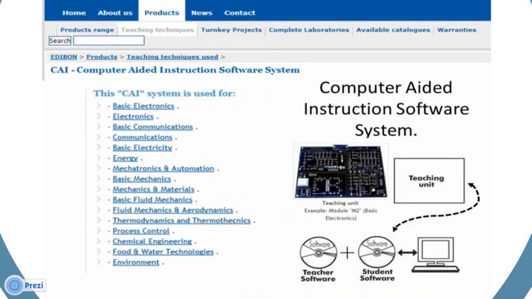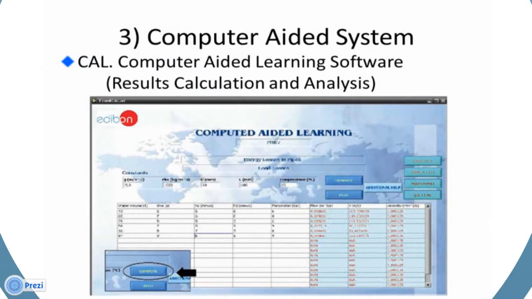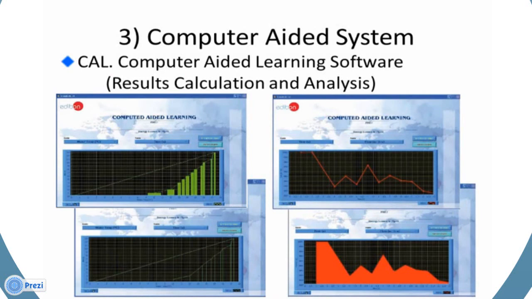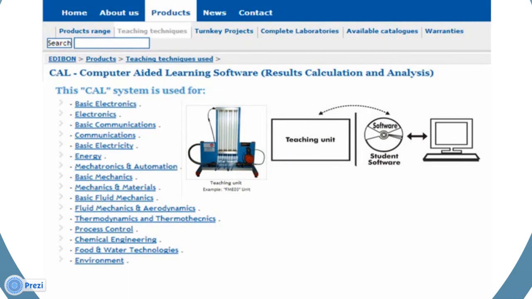These two computer-aided instruction software systems are available for basic electronics, digital electronics, basic electrical concepts, electronics applications, and controls. View the catalog for exact units. The CAL calculation software makes calculations and plots the curves of the data by using the appropriate formulas. This software is available for basic fluid mechanics, basic electronics, telecommunication, electricity, and mechanics.